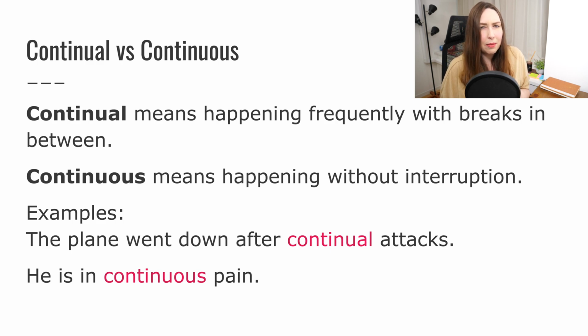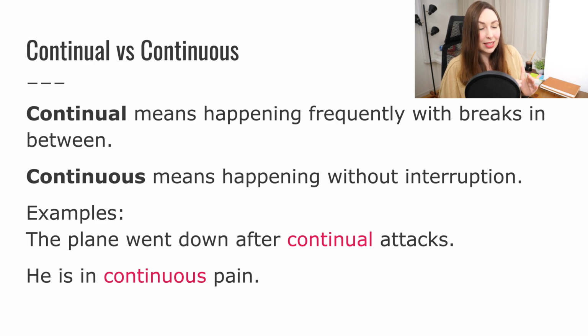So if you think maybe this plane was in war or something, and the plane is getting attacked frequently, but we know the plane is not being attacked non-stop. Maybe it's being shot at, then another plane comes and shoots at it, and then another plane comes and shoots at it, and then finally that plane goes down. The plane went down after continual, frequent attacks.